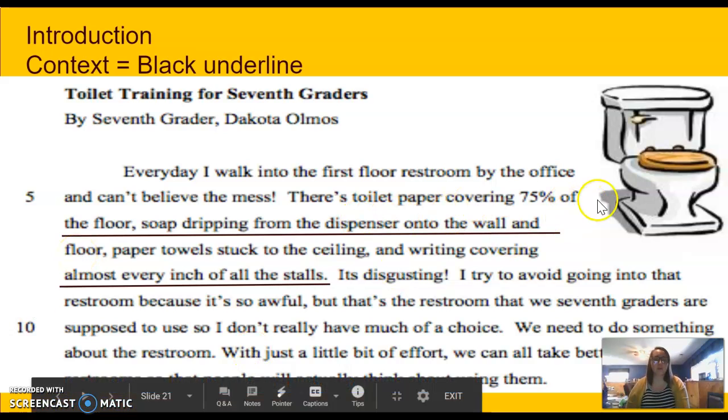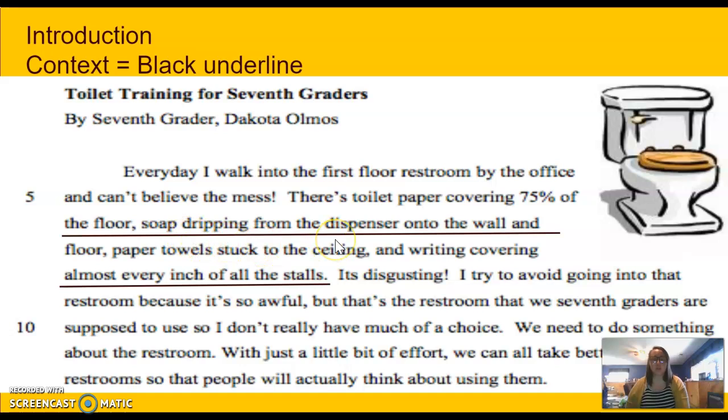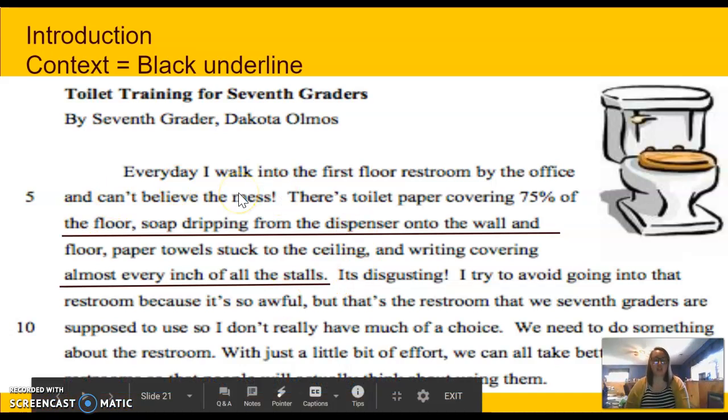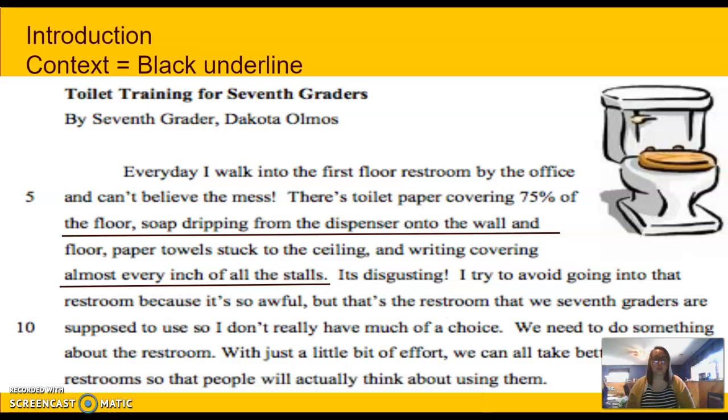There's toilet paper covering 75% of the floor, soap dripping from the dispenser onto the wall, paper towels stuck to the ceiling, writing covering almost every inch of the stalls. So this is where we really get that overview, where Dakota paints a picture of what this problem is for us. Because if we took this part out and she just said there's a mess in the bathroom, it's disgusting, and hopped right into the part where she says, hey, seventh graders, let's do something, no matter who's reading the essay, they're not really going to understand what the problem is, right?